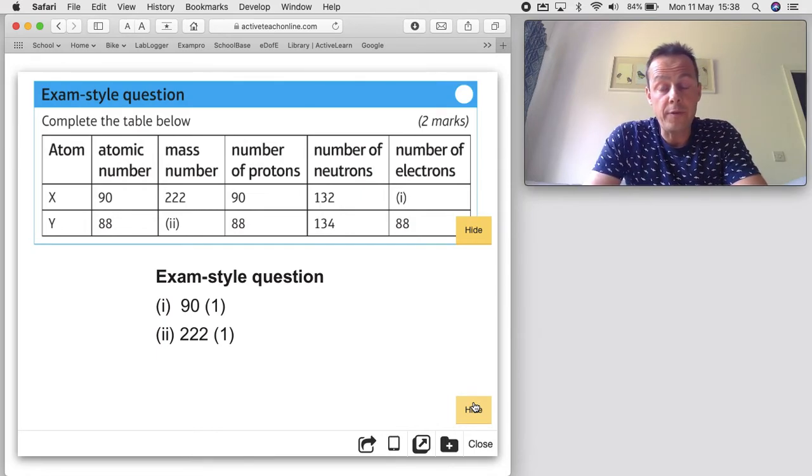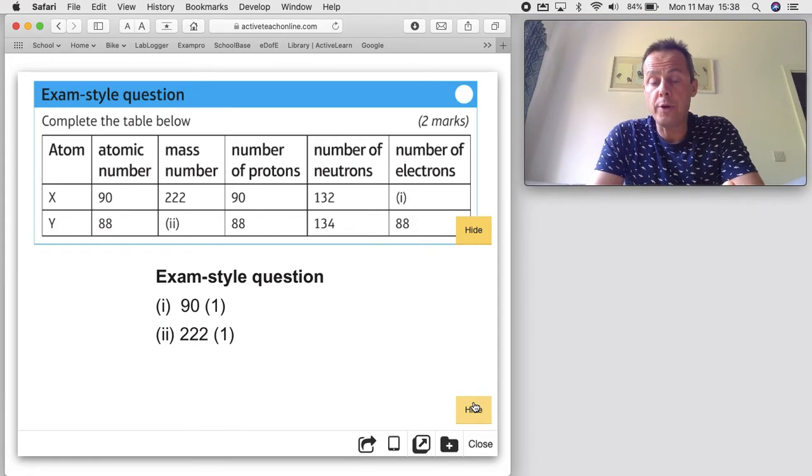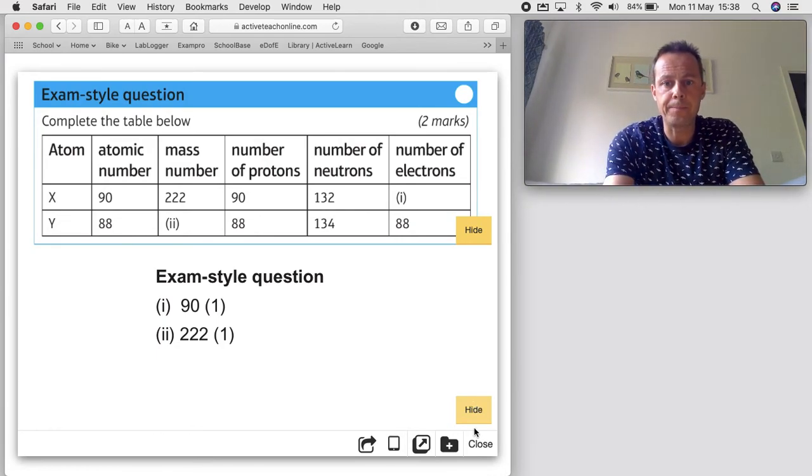These questions frequently come up in exam papers, and it's just a matter of making sure you learn those two simple rules, that the proton number tells you the number of protons, and protons will always equal the number of electrons, and the mass number tells you the number of protons and neutrons combined, so you will need to do mass number take away atomic number to tell you how many neutrons you have in an atom.